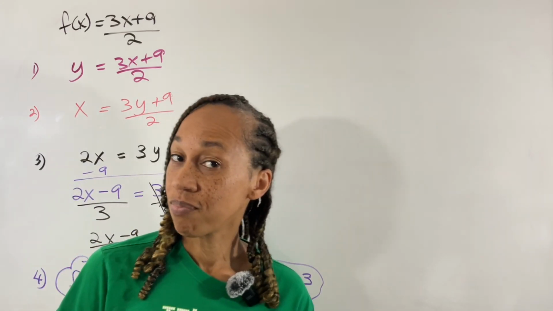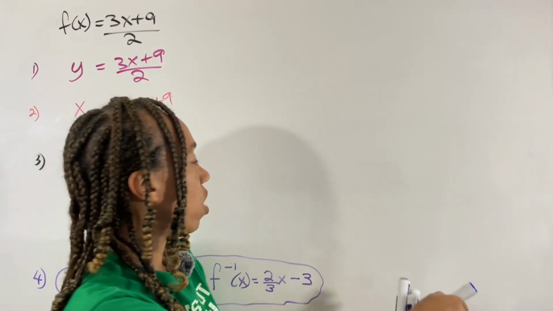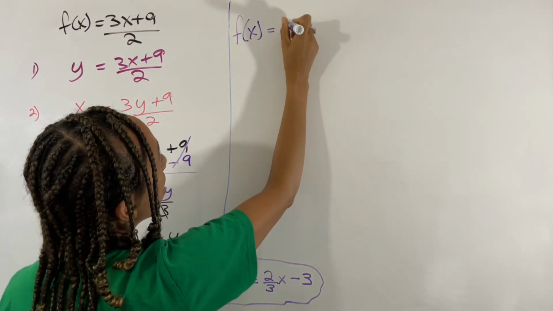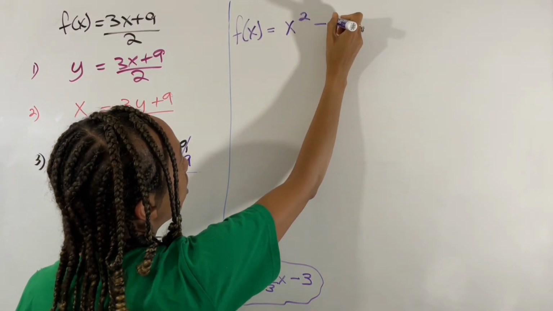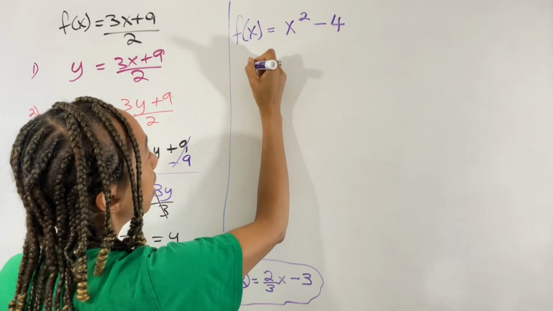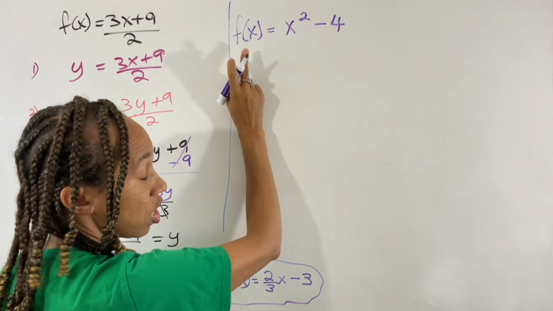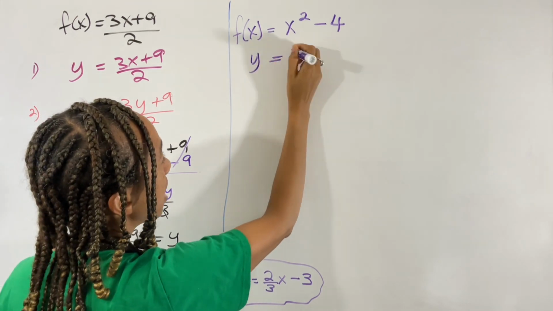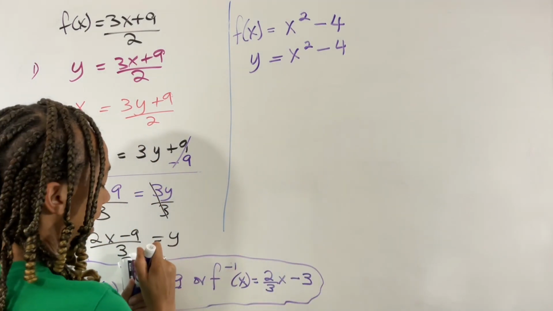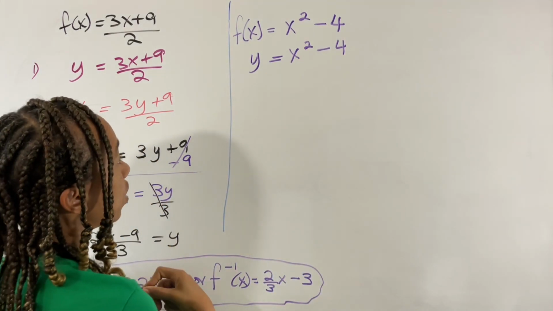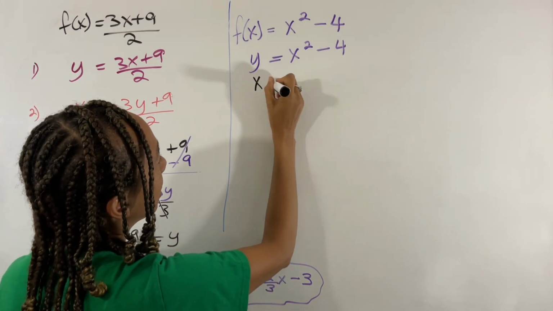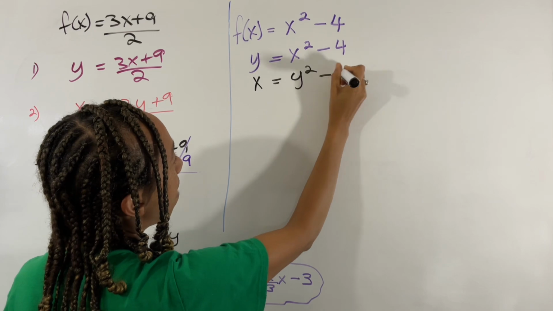As usual, there is another example that I want to show. This example is f of x is equal to x to the second power minus 4. And we will continue by switching out our f of x and writing y equals x squared minus 4. Next, we are going to switch our x and y values, and we get x equal y to the second power minus 4.